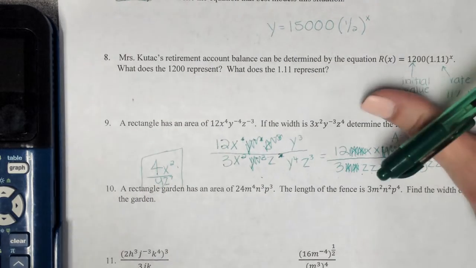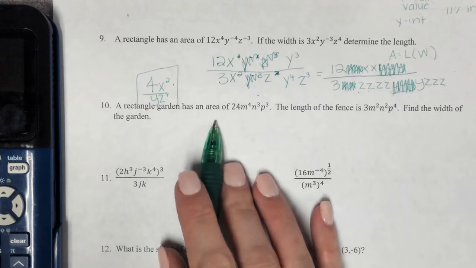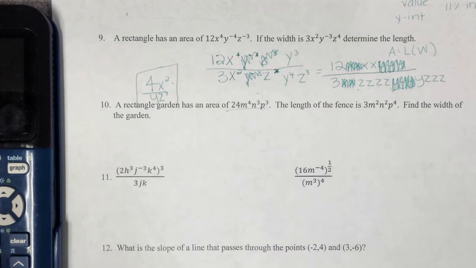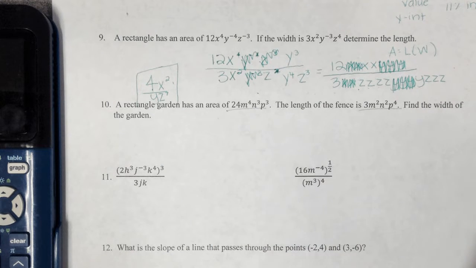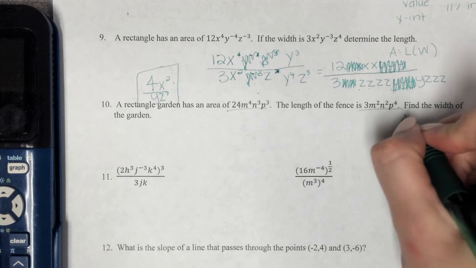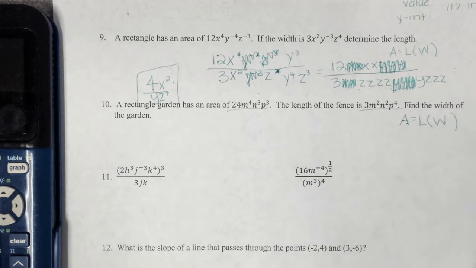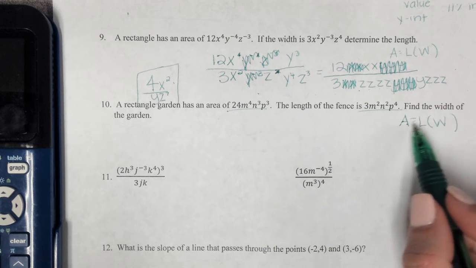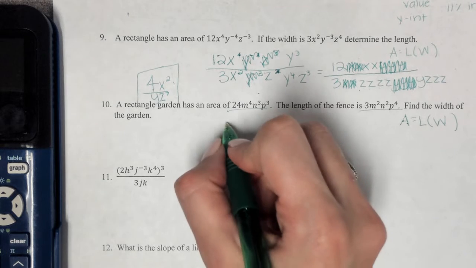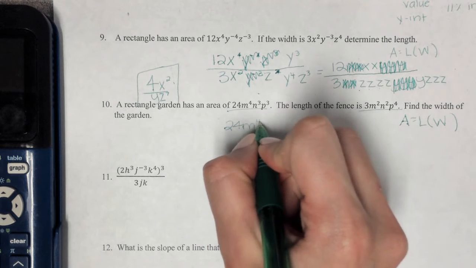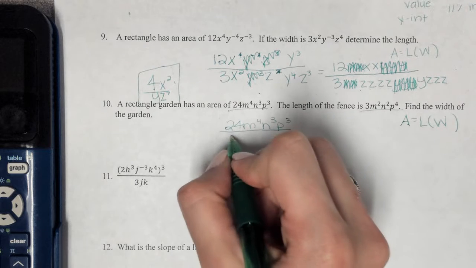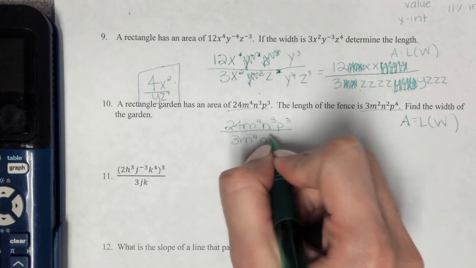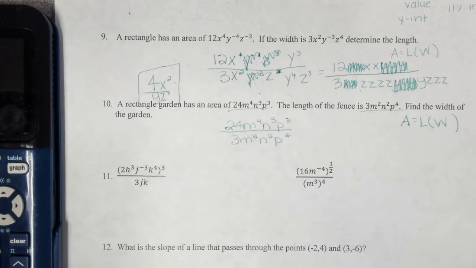And that's your answer. A rectangle garden has an area of this. The length of the fence is this. Find the width. So again, we know that area equals length times width. It's asking us for the width, so we need to divide these two things. So 24 m to the 4th, n to the 3rd, p to the 3rd, divided by 3 m squared, n squared, p to the 4th. I'm going to use that expansion.